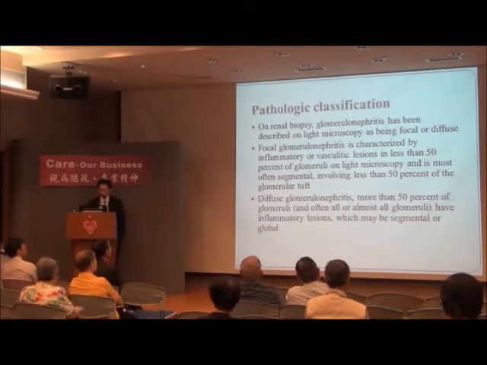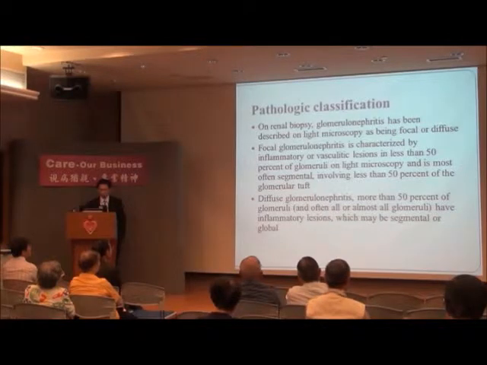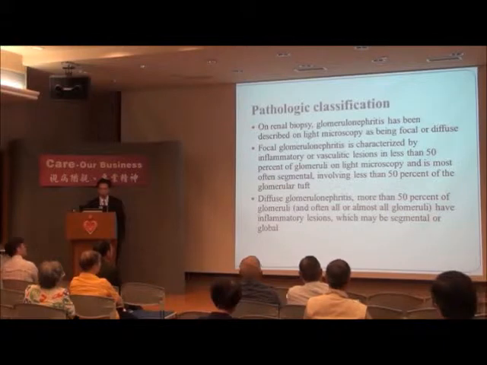On renal biopsy, glomerulonephritis has been described on light microscopy as being focal or diffuse. Focal GN is characterized by vasculitic lesions in less than 50% of glomeruli on light microscopy, and is most often segmental, involving less than 50% of the glomerular tuft. For diffuse glomerulonephritis, more than 50% of glomeruli have inflammatory lesions, which may be segmental or focal.